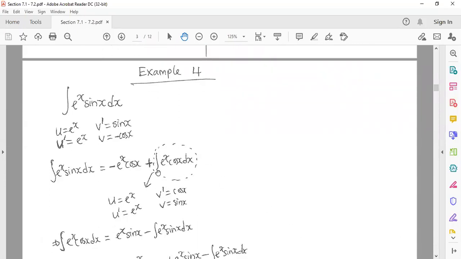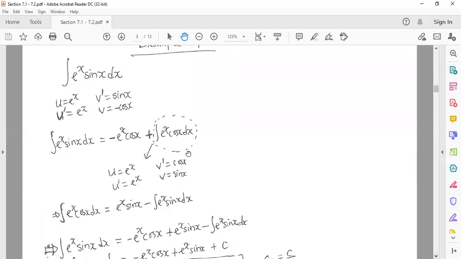Because when you apply it the second time, you end up with something that looks like what you started with, all right? Notice that after applying it the first time, you end up with the integral of e to the power x times cos x dx. If you apply integration by parts again, you end up with e to the power x sine x, which looks like what I asked you in the beginning.